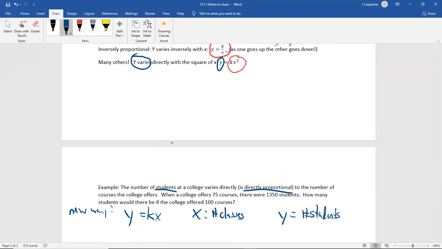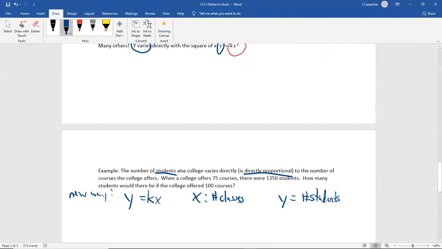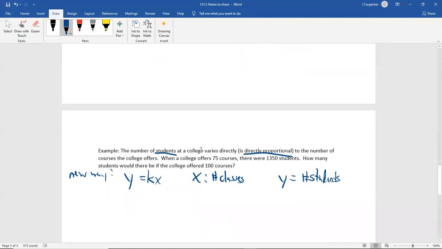I will say this one last time before moving on. You can completely swap X and Y. Your algebra will look a little different, but you will ultimately end up at the same number of correct students if you didn't make any algebraic mistakes yourself. So X, I'm calling the number of classes. Y, I'm calling the number of students. That's how I chose to do it. Then they say when there's 75 courses offered, 1350 students enrolled. So let's plug those numbers in.